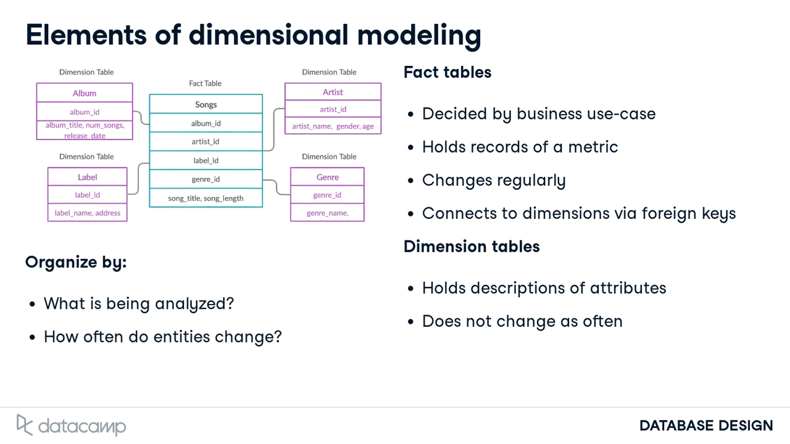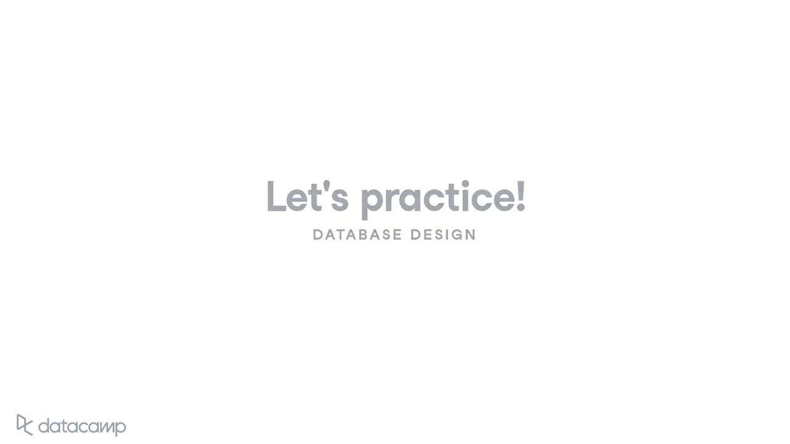Summing it up, to decide the fact table in a dimensional model, consider what is being analyzed and how often entities change. Let's do some exercises.